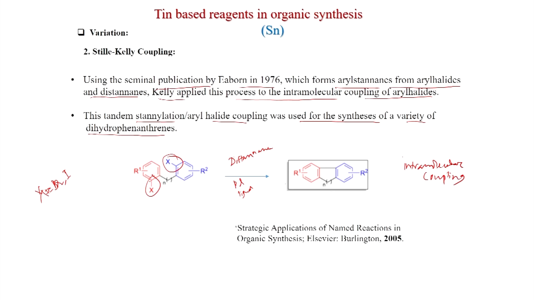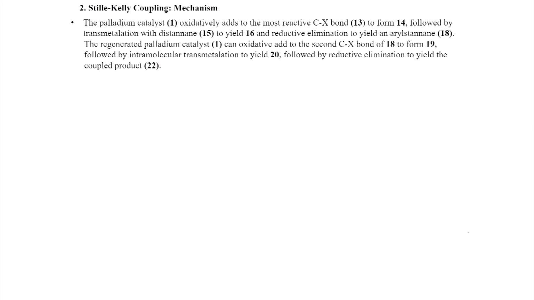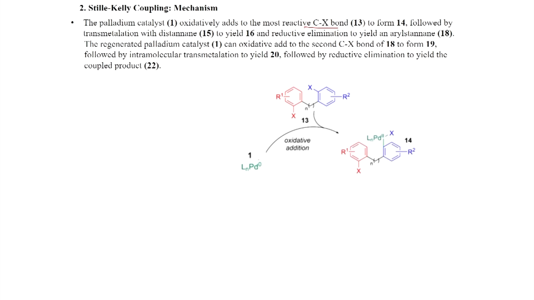So, this reaction was reviewed in this book, Strategic Application of Name Reaction in Organic Synthesis, 2005. Now, we will see the mechanism. What is happening here? The palladium catalyst oxidatively adds to the most reactive C-X bond like this to form 14. So, this is the 14, that is the oxidative addition, followed by transmetallation with distannane.